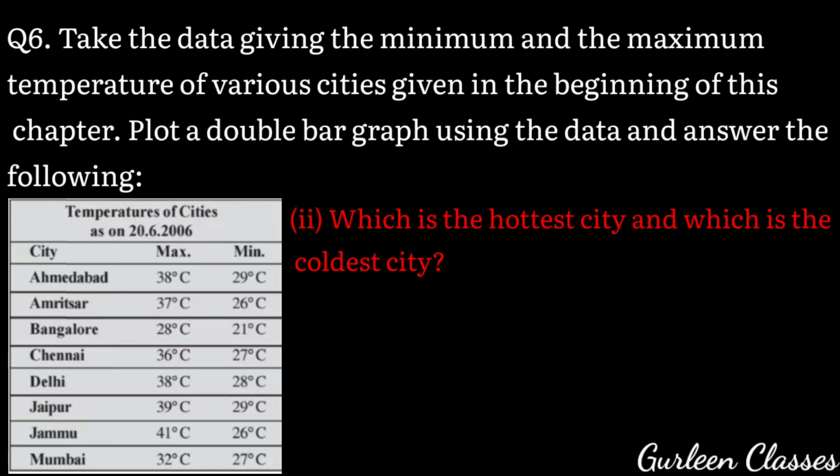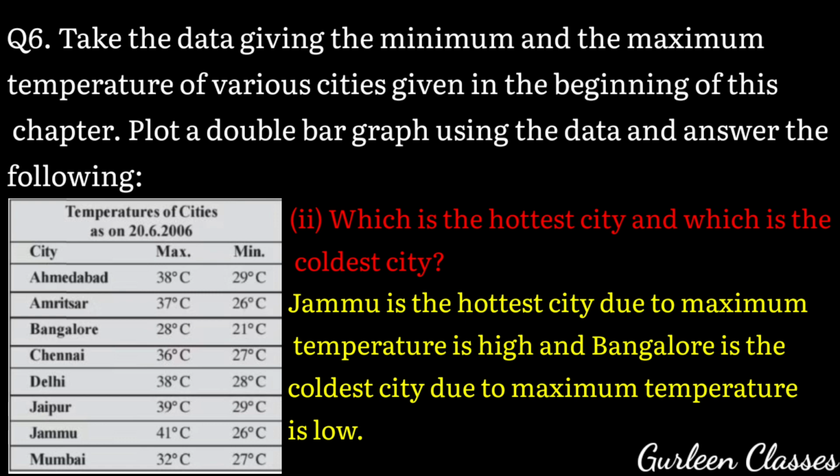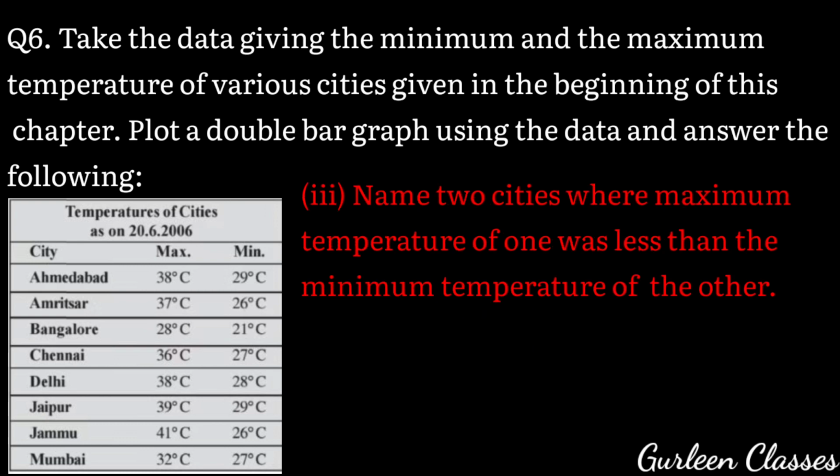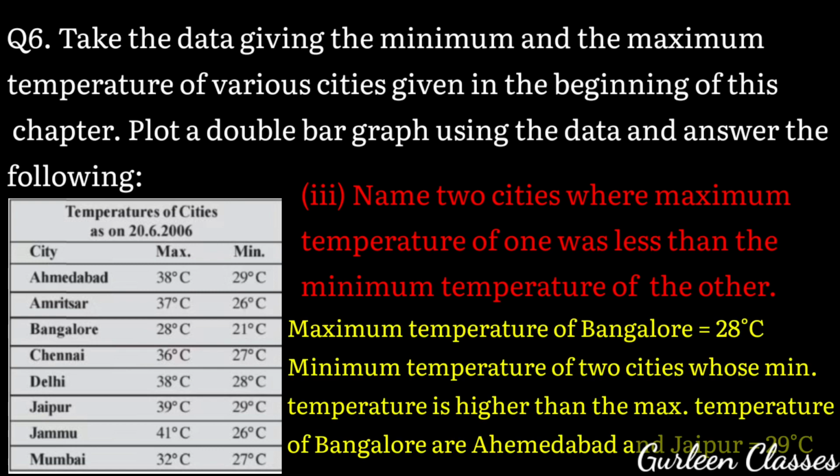Second part, which is the hottest city and which is the coldest city? Jammu is the hottest city as its maximum temperature is high, and Bangalore is the coldest city as its maximum temperature is low. Third part, name two cities where the maximum temperature of one was less than the minimum temperature of the other. Maximum temperature of Bangalore is 28 degrees Celsius. The two cities whose minimum temperature is higher than the maximum temperature of Bangalore are Ahmedabad and Jaipur, that is equal to 29 degrees Celsius.